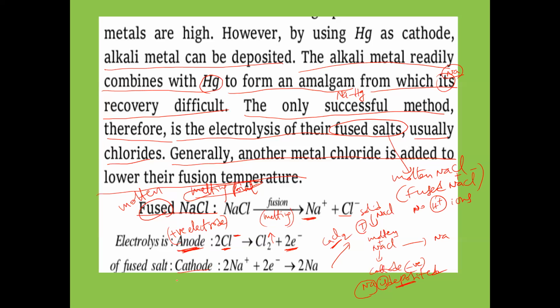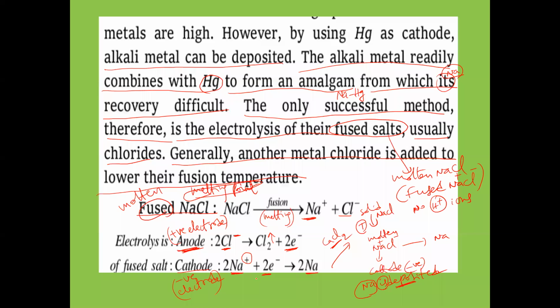Then these Na+ ions, cations, will go to cathode, because cathode is the negative electrode. The cations will be attracted towards cathode. Each Na+ is deficient of one electron, so each Na+ needs one electron to gain. 2 Na+ ions need 2 electrons. So 2 electrons will be gained to form 2 sodium atoms.